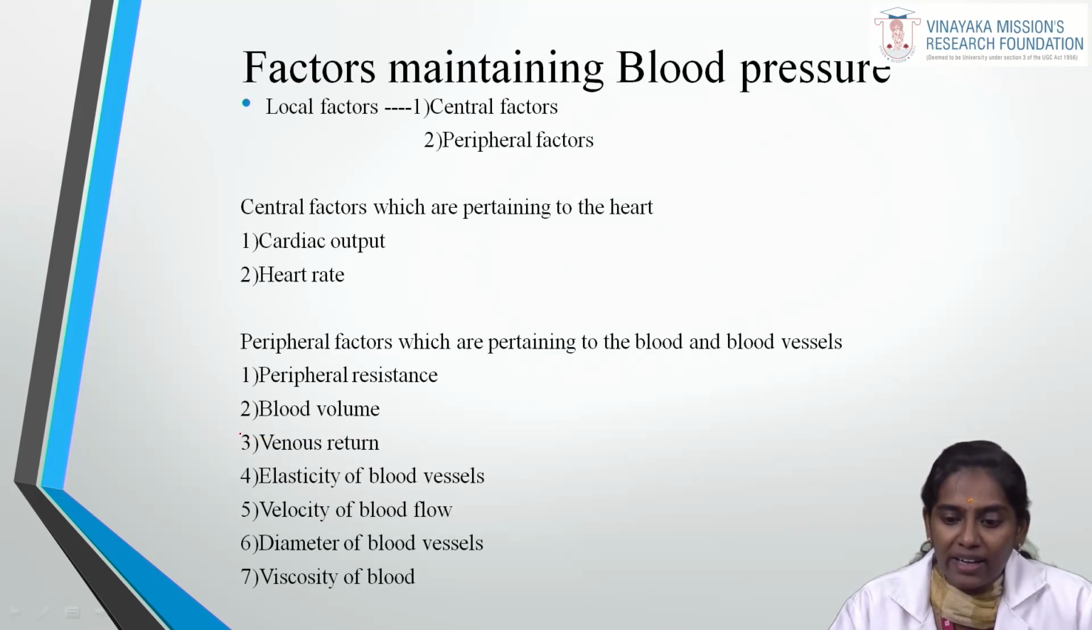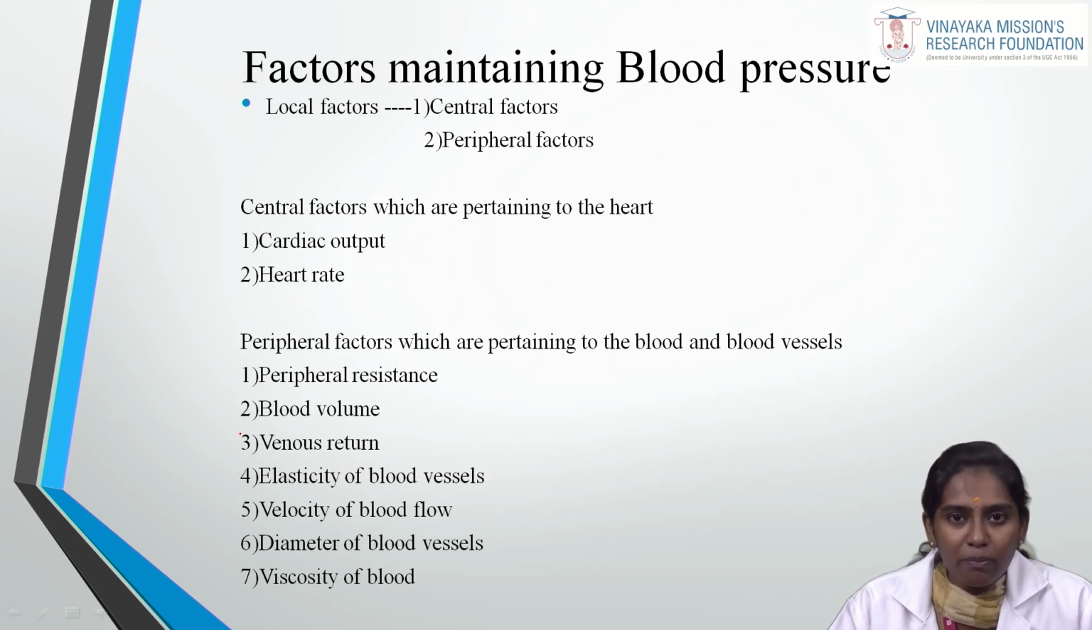Then what are the factors maintaining blood pressure? These are all the factors which will help to maintain the blood pressure. What all the things are? Central factors and the peripheral factors. The central factors, which pertain to the heart, are cardiac output and heart rate. These are the two main factors which will help the body to maintain its normal blood pressure.